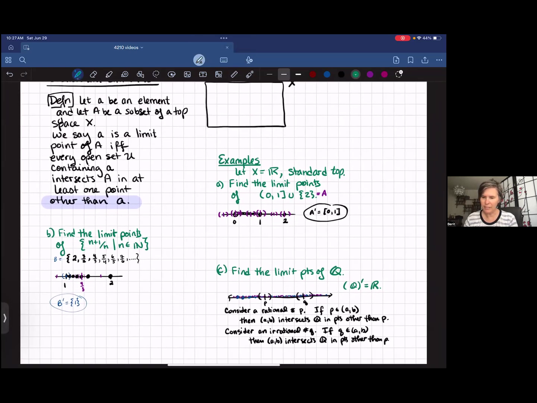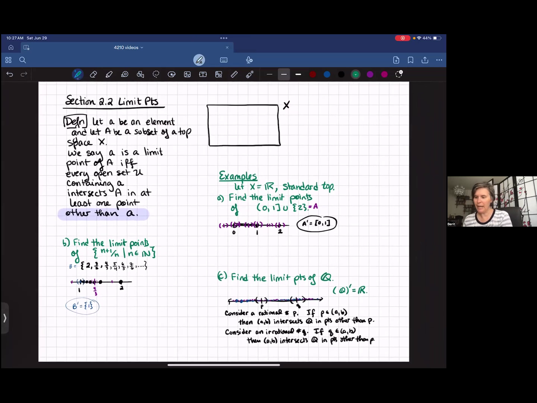So the definition of a limit point is: take a point little a and a subset capital A. We say little a is a limit point of capital A if and only if every open set containing little a intersects capital A in at least one point other than little a. And we found the limit points.